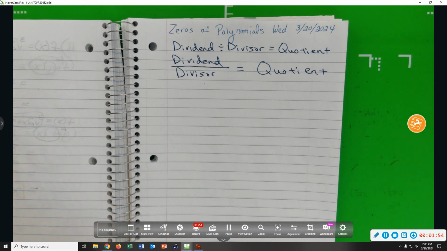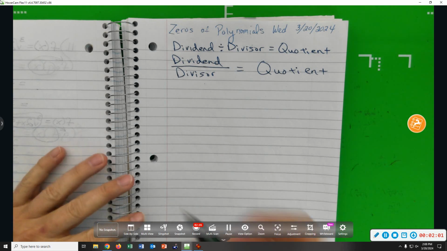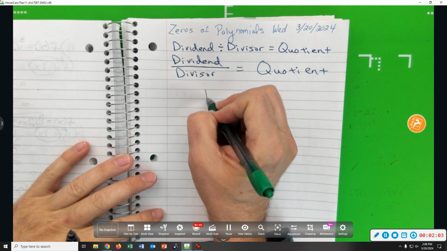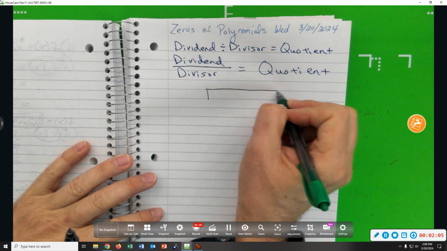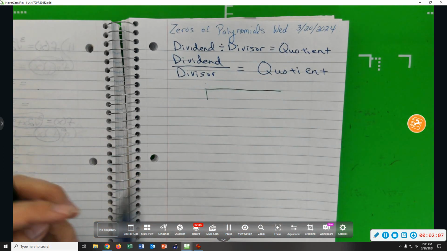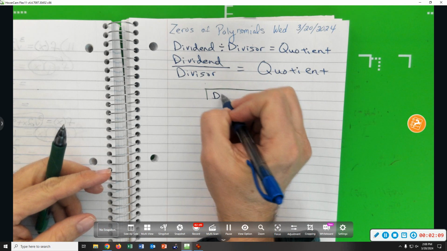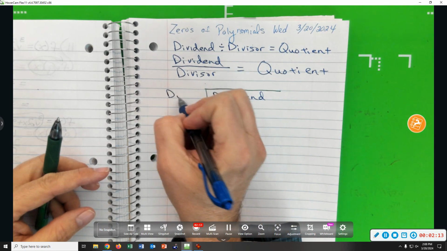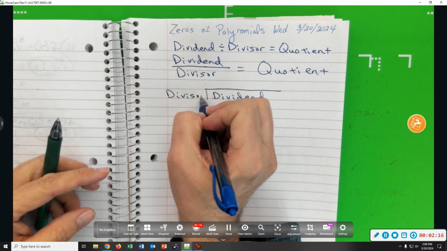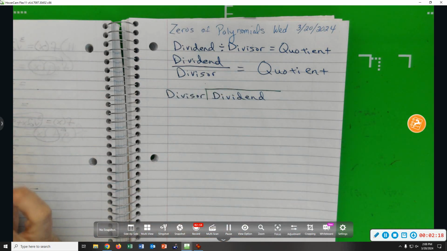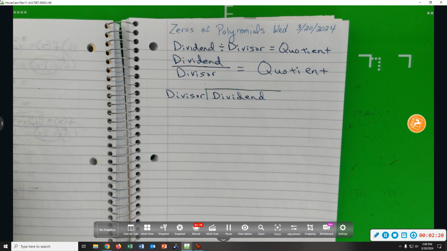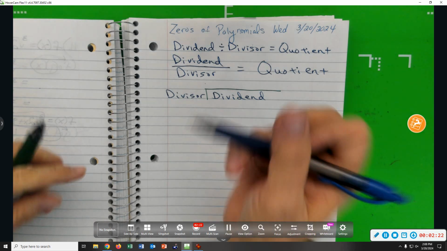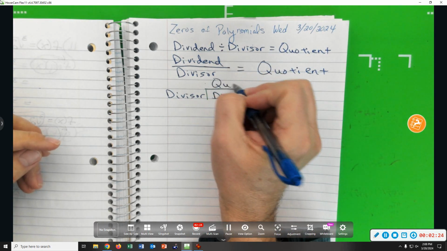And then there's the polynomial long division symbol. I guess it's the same symbol as you use for integer long division. The thing underneath the division bar is the dividend. The thing that's doing the dividing is the divisor. And the answer is the quotient.